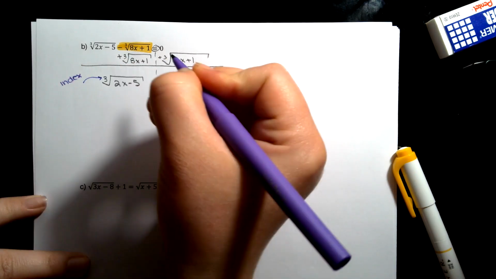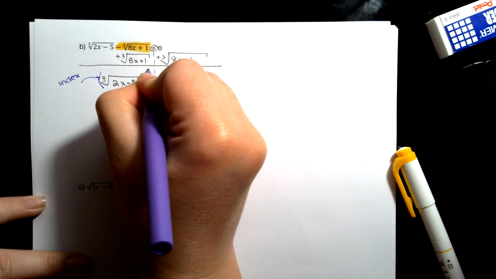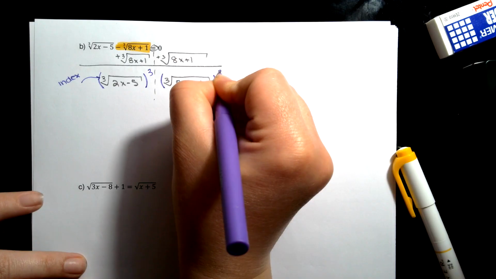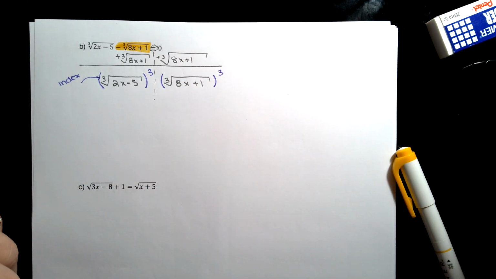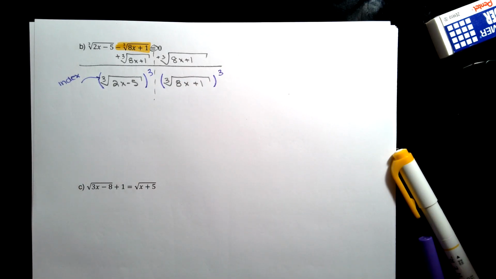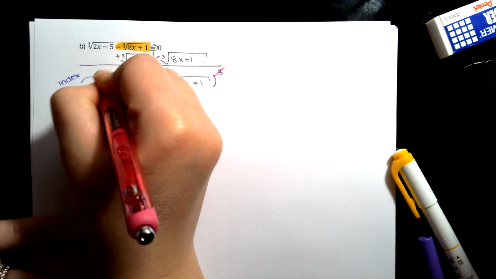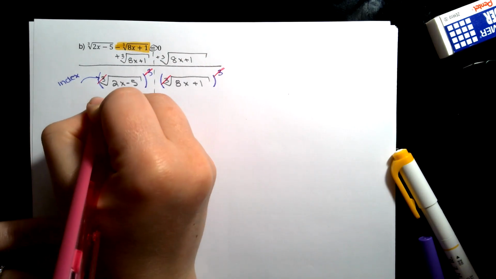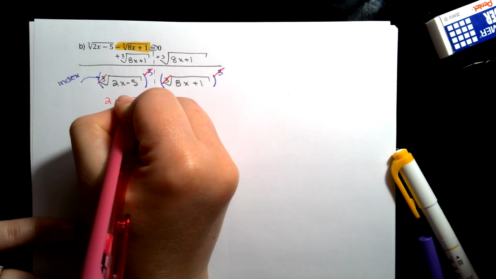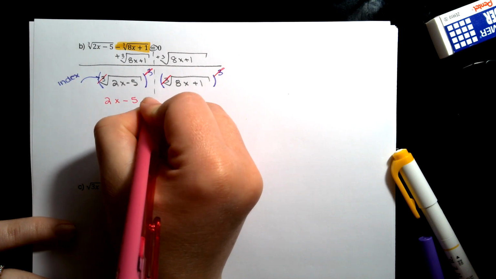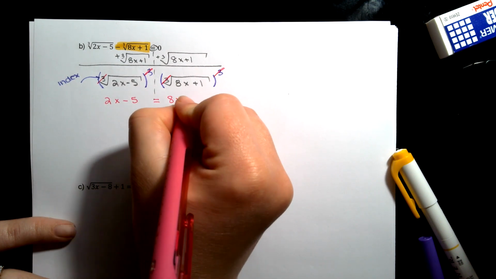The index is 3, so I'm going to be raising both sides by an exponent of 3. Now again, this question started out a little bit icky, but if we take a look at the index and exponent, they are the same, which means we remove them and we're left again with 2x minus 5 is equal to 8x plus 1.